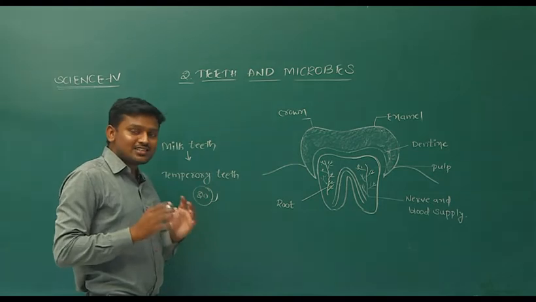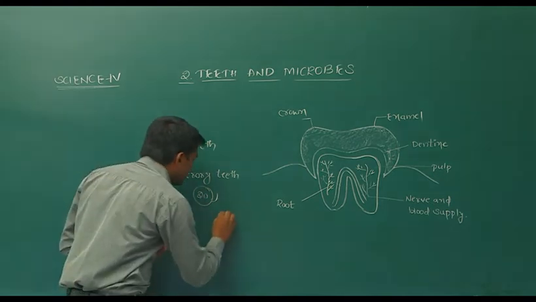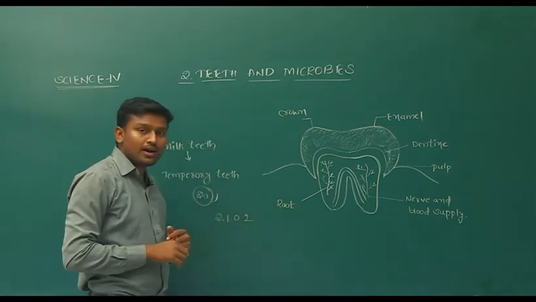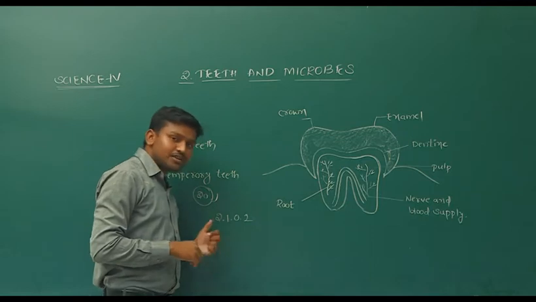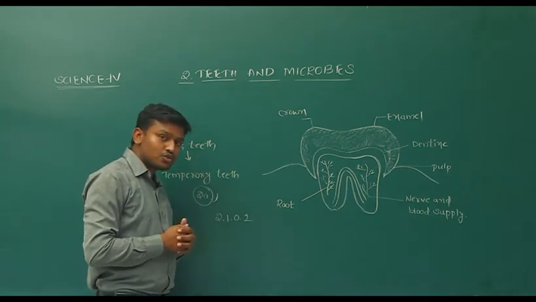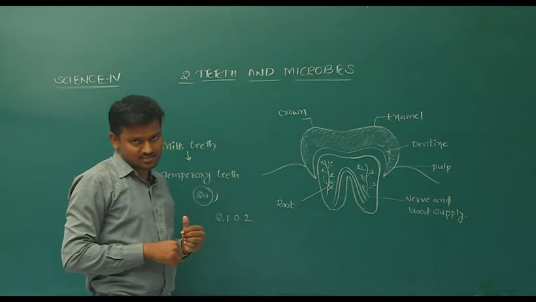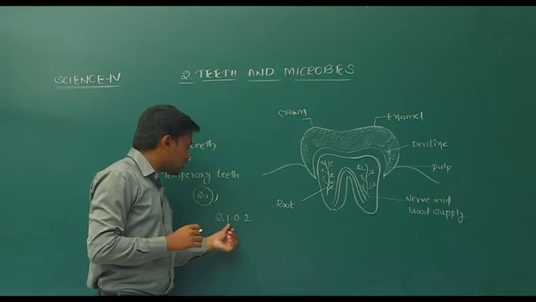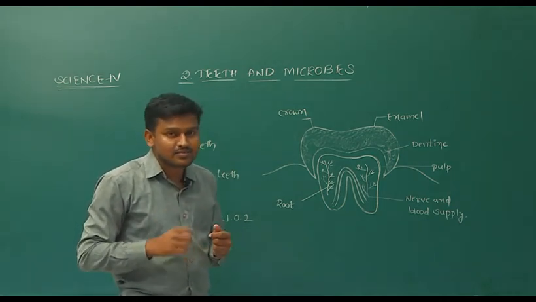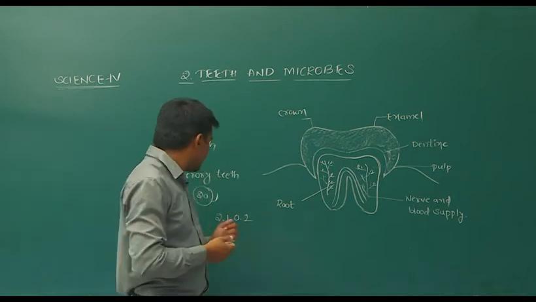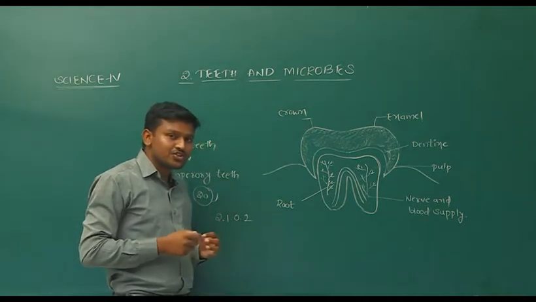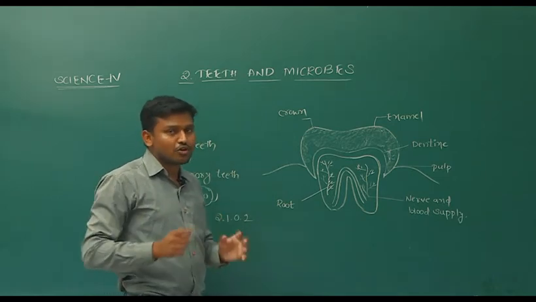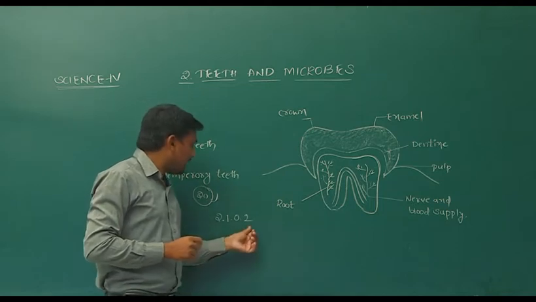And the milk teeth dental formula is 2102. What does this 2 represent? Tell me. 2 represents incisors. 2 incisors are present in children. And what does this 1 represent? Canine. 1 canine is present. And what is this 0? In children, the number of premolars is 0. Premolars are not present in children. And what is this 2?